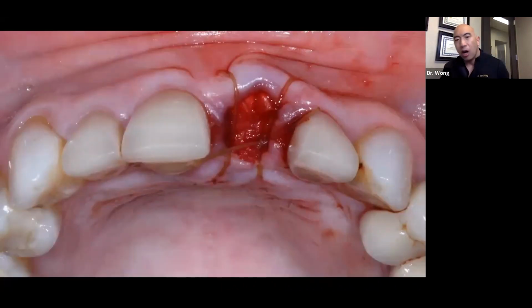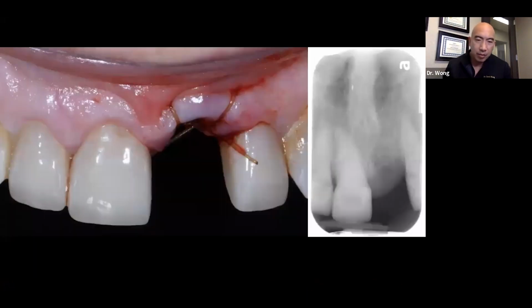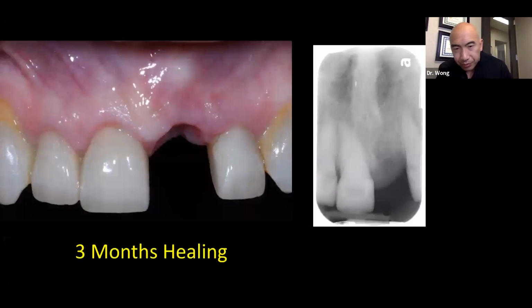Fold your ice cream over the socket, then do a figure 8 suture and close it up. And then you're going to see this 12 weeks later. At 12 weeks, what you're going to notice here, this is what I was talking about, the flipper was a little bit too deep.